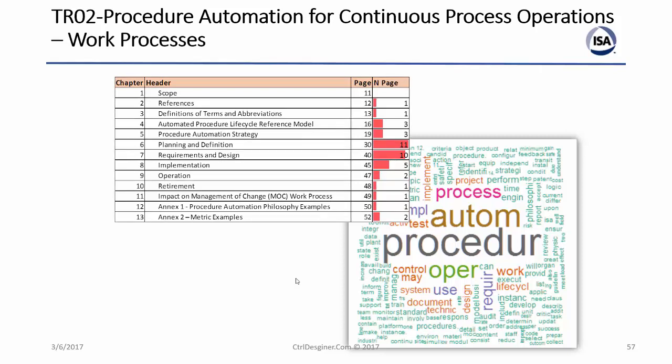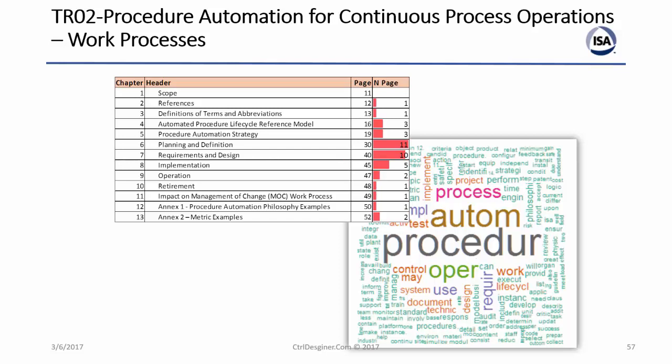Okay, let's start section 2. In this section we are focusing on TR2, or Technical Report 2, of ISA 106, which basically focuses on work process. You can see the majority of this talk is about planning of definitions and requirements and design. And again, it focuses on procedural automation.